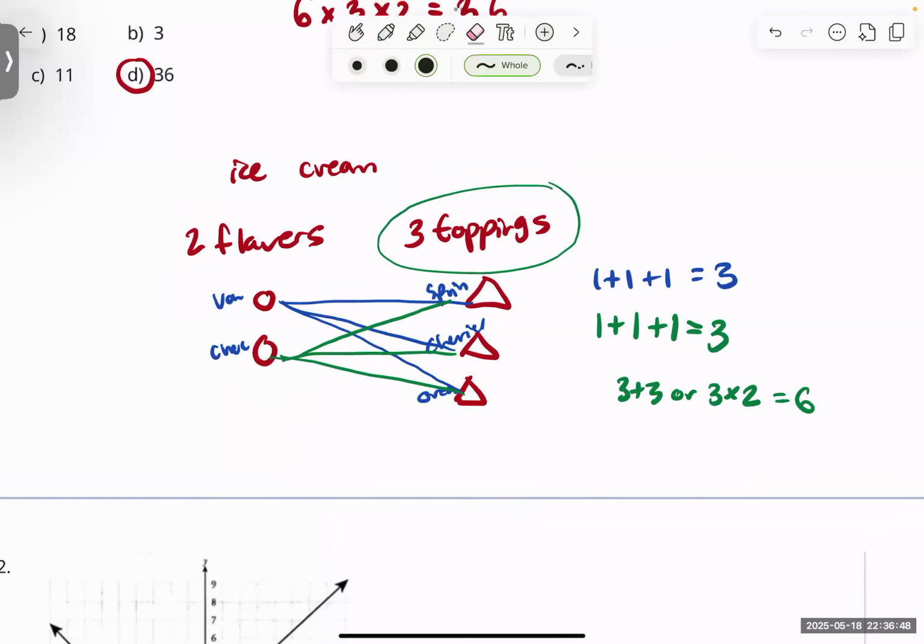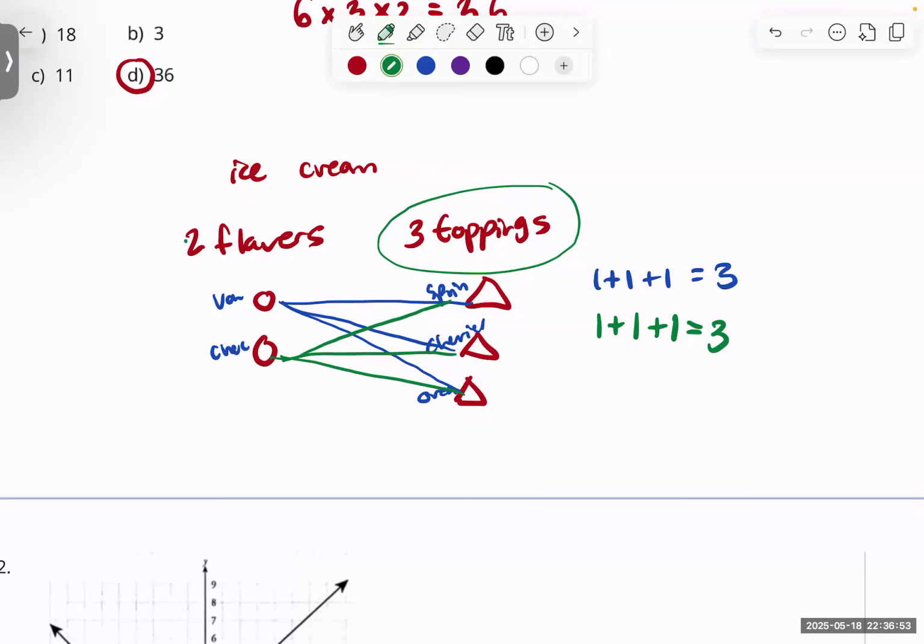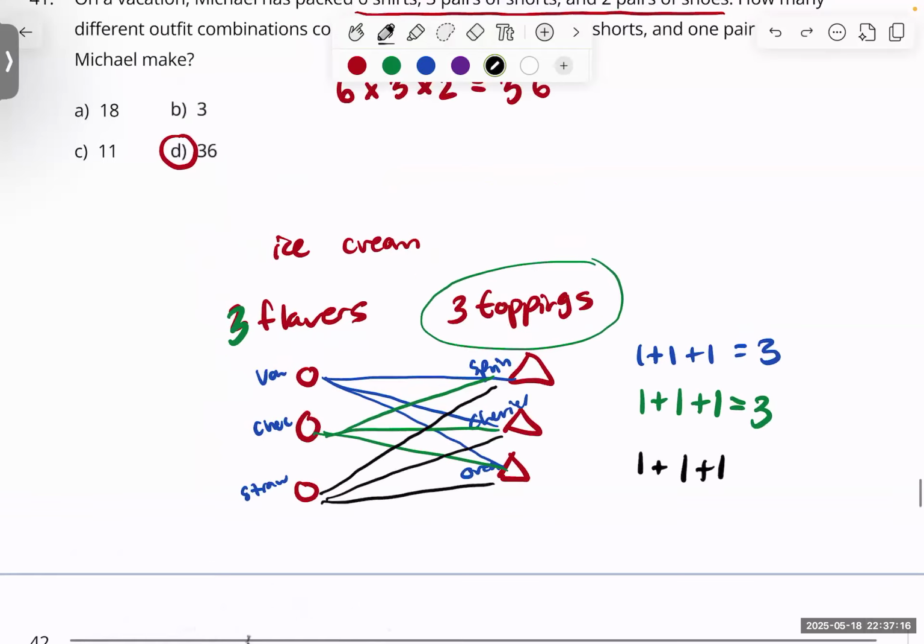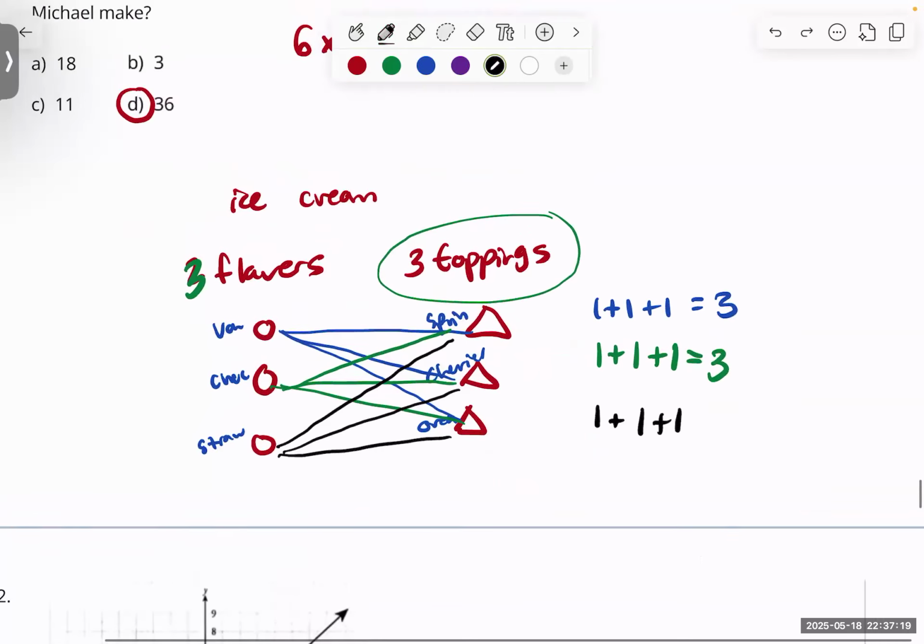You know what? We have time. I want to do another example. We're doing 3 flavors. So we're gonna have, I don't know, strawberry. So I can have strawberry with sprinkles. That's 1. Strawberry with cherries. That's another 1. Strawberry with Oreo. You see how crazy this is getting? So imagine if we had 36 options. It'd be a nightmare to draw. That's also 3. I have 3 flavors and 3 toppings, which is 9.